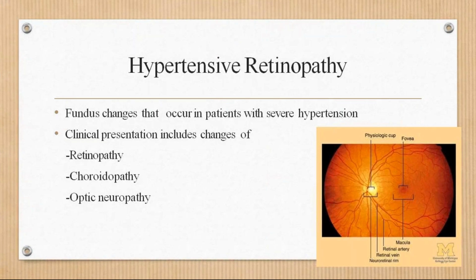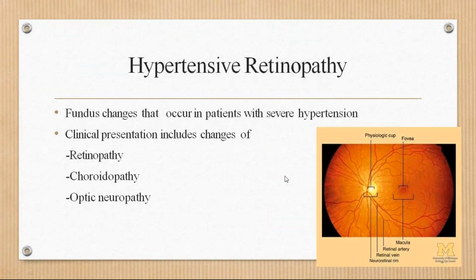But the thing is that the patient usually will be asymptomatic. Unless the macular area is involved, the patient will be asymptomatic. So you will see some fundus changes when the patient is severely hypertensive. So what are the different types of changes you see? You can see retinopathy, choroidopathy, and optic neuropathy. So because of hypertension, the retina, choroid, and optic disc get involved.